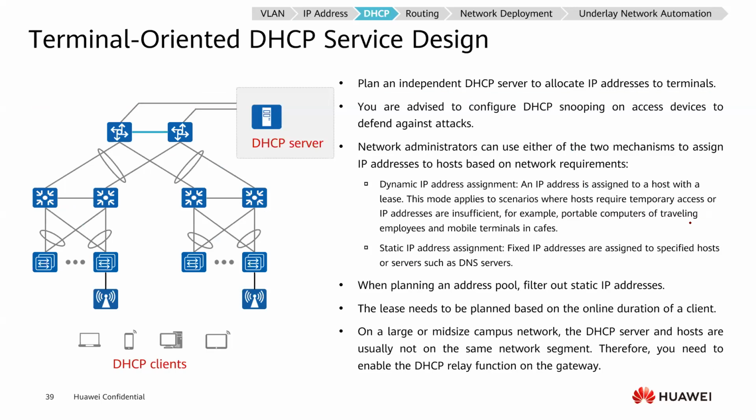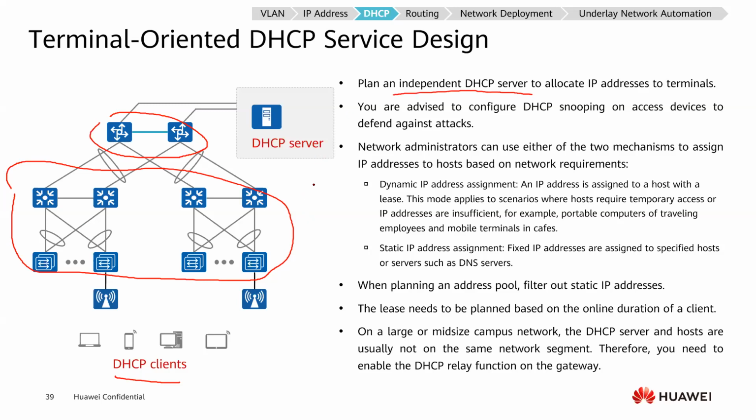And then it's about the DHCP server. As usual, we use the core devices as the DHCP server for the lower layer devices to go plug and play on the network. However, for the end systems, just for the users on the network, we suggest that you plan an independent DHCP server to assign the IP address for the users. And for the users, you can use dynamic IP address or static IP address assignment.